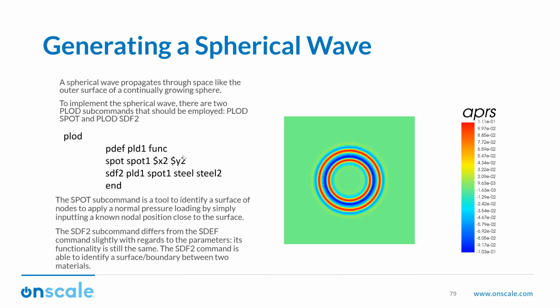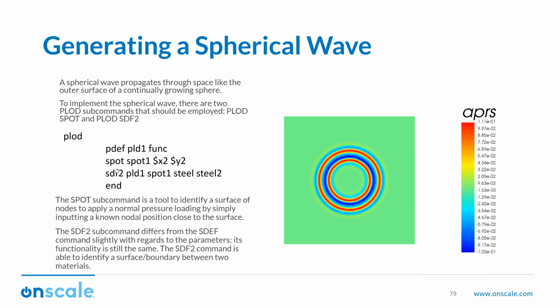The second uses spot. So what is a spot? Well, the spot is a subcommand to identify a surface of nodes to apply a normal pressure loading by simply inputting a known nodal position close to the surface. So you should already have some kind of surface here, and the position I'm giving to the spot should be inside the surface you want to assign the pressure to. So it's a way to locate surfaces using a bit more advanced method.